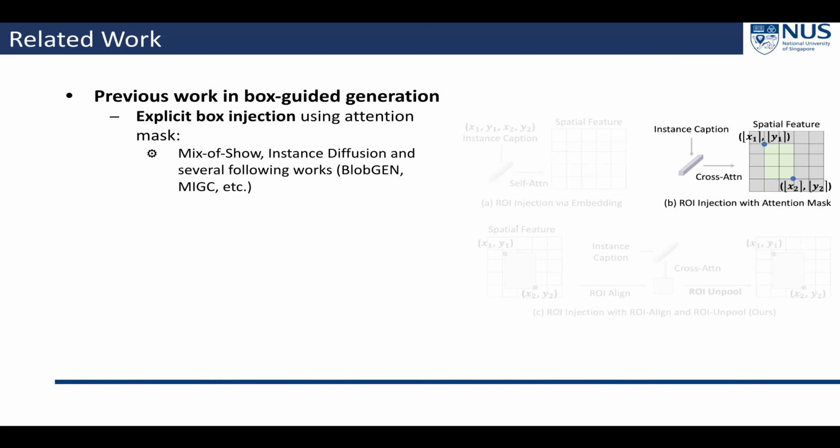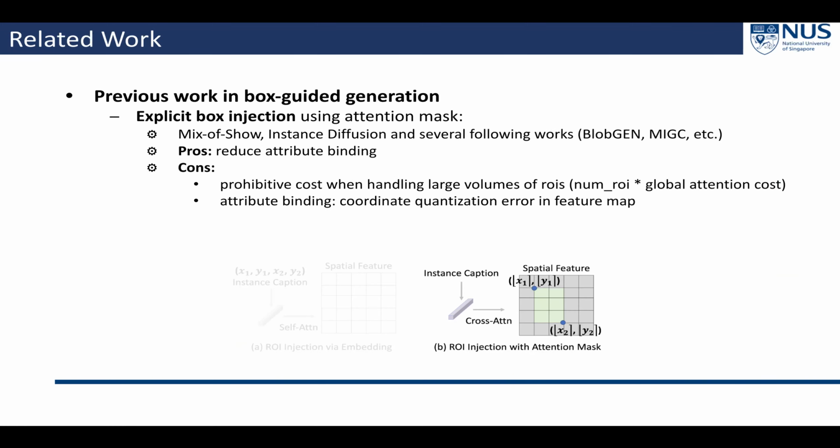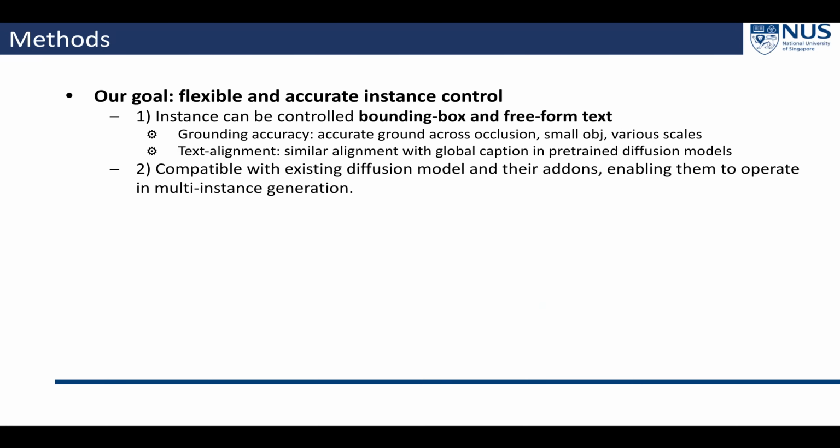Another method is explicit box injection using attention masks. The representative work is Mixture of Diffusers, InstanceDiffusion, and several following works like BoxJam and MIGC. We can see they have a prohibitive cost because they handle features directly on the high-resolution feature size. It also has an attribute binding problem, because of the coordinate quantization error in the feature map.